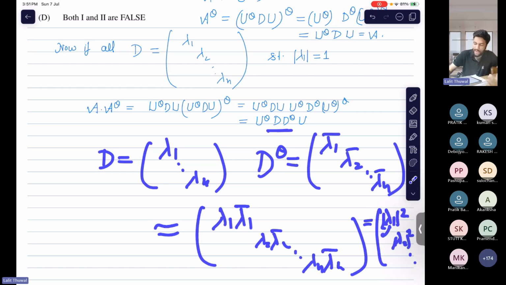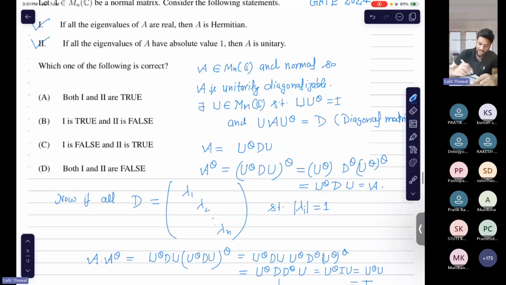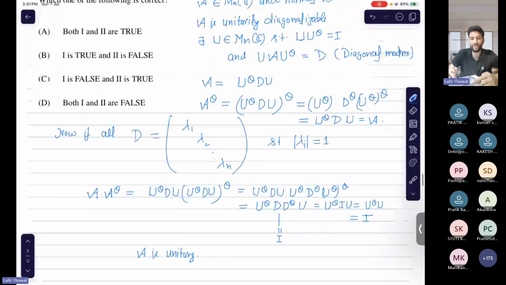But modulus lambda 1 squared is 1. Similarly, lambda 2 squared is 1. Similarly, lambda n squared is 1. It means D D* is the identity matrix. So this is equal to U identity U*, and because U is a unitary matrix, U U* equals I. So you get A A* equal to I. This means A is unitary. So in this way, you have solved this question. So both statements are true. So please ask if you have some quick questions.